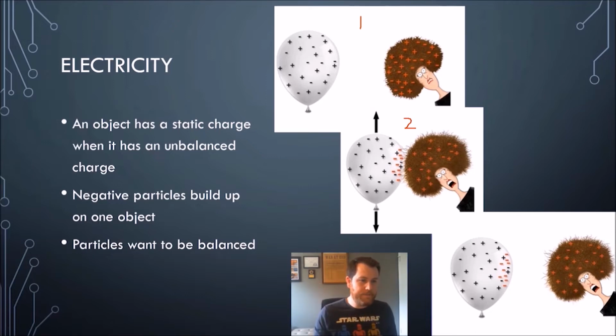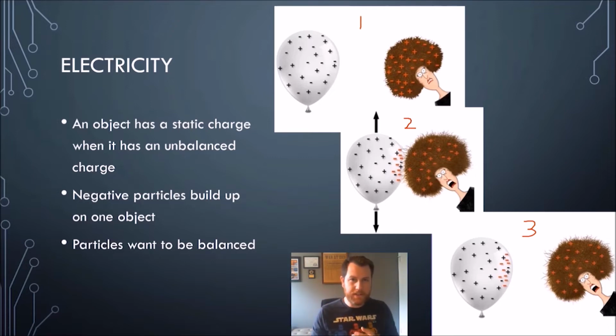So what happens next? Well, the problem with that is now there's a lot more negative particles in the balloon, and there's less negative particles in the hair. And so that means there's an unbalanced charge. This balloon overall has a negative charge, and the hair now overall has a positive charge because the particles are out of balance.